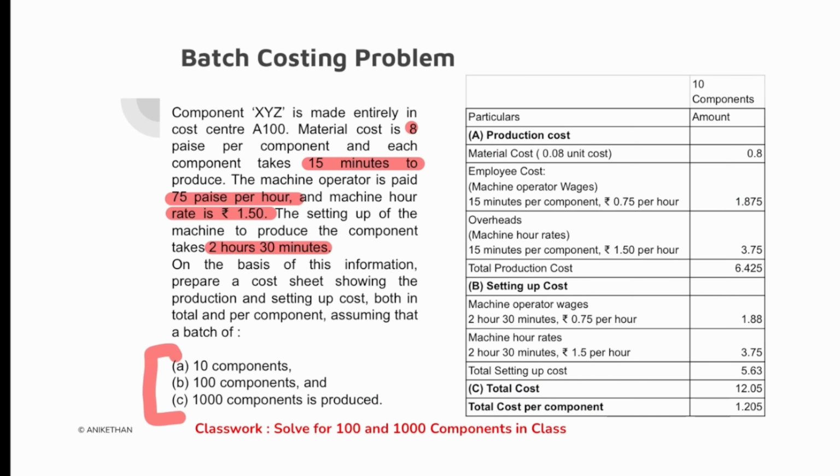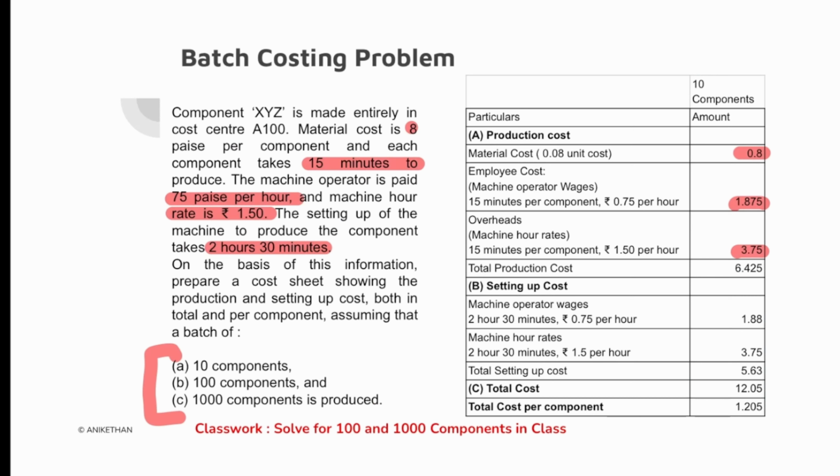It's a very easy problem. First you take the 10 component batch and populate material cost. So material cost 8 paise into 10, you will get 0.8. Then employee cost is directly given, which is 0.75 per hour, and in 1 hour 4 units are produced. So 4 into 0.75, you will get 1.875. After this, overhead is 1.5 per hour and similarly 15 minutes per component, so 1.5 multiplied by the number of components, you will get 3.75.